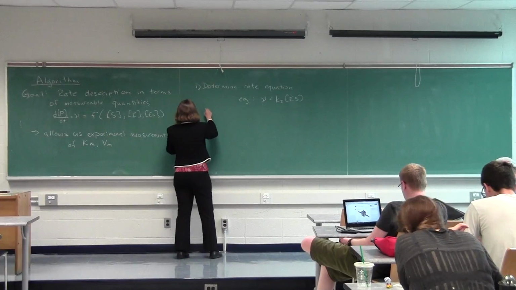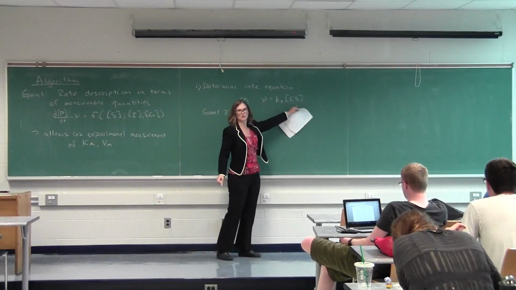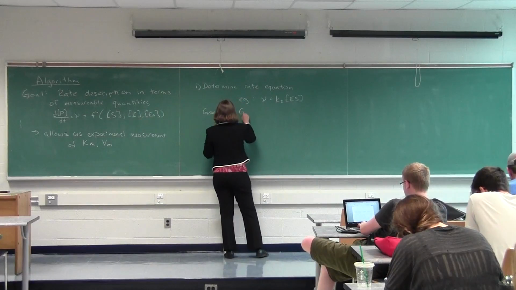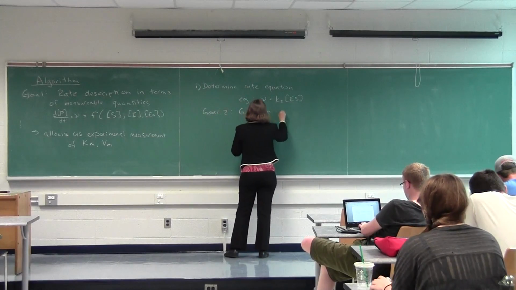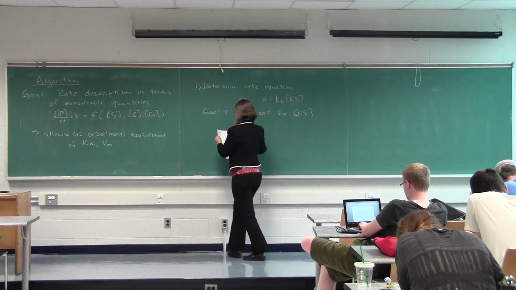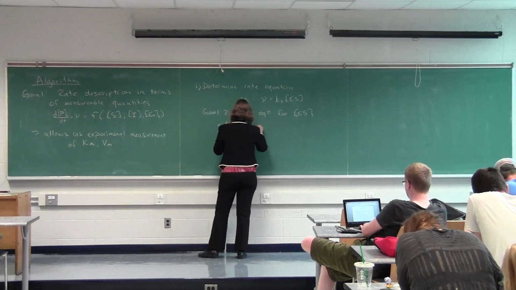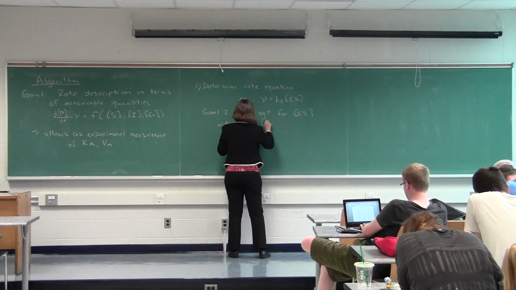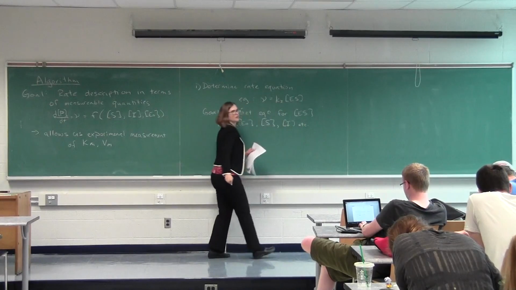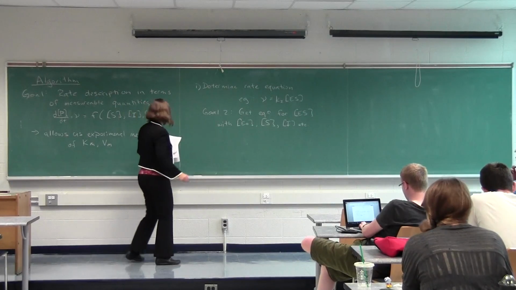Okay, so now we have a rate equation, but it's not useful because it's in terms of something we can't measure. So our next goal is to get an equation for ES in terms of E naught, S, I, etc. Okay, makes sense? That's getting us closer to that ultimate goal.